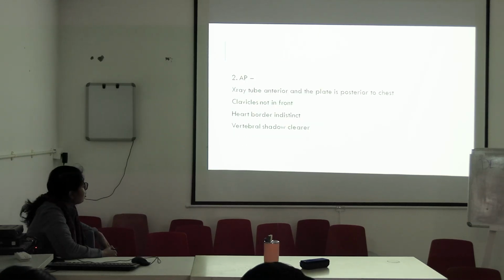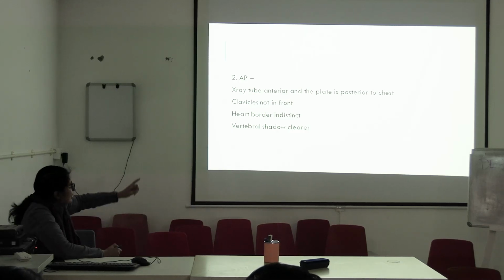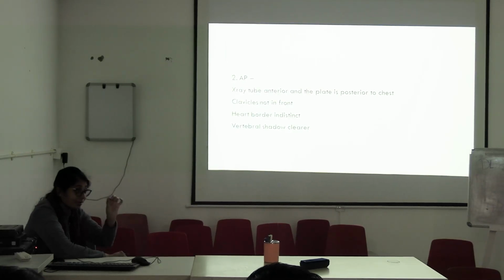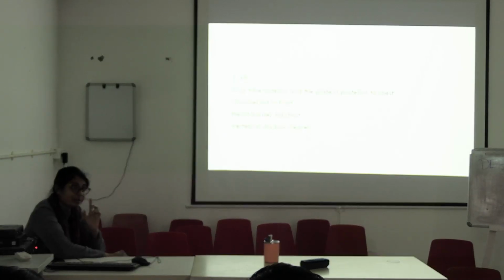So, and what is AP view? Just the opposite: X-ray tube is anterior and the plate is posterior to the chest. Clavicles are not in front, heart border is indistinct, but vertebral shadows are clearer. Okay? So vertebrae, if we want to see the bones, which you will see in orthopedics, we write AP. But when we want to see the lungs, the heart, the structures, we do PA view.